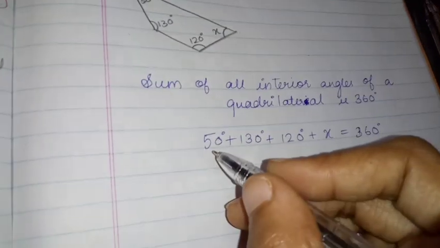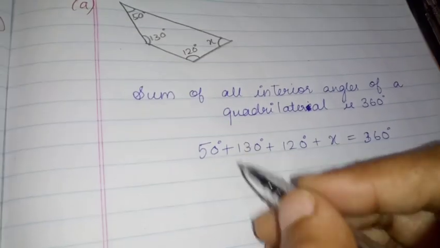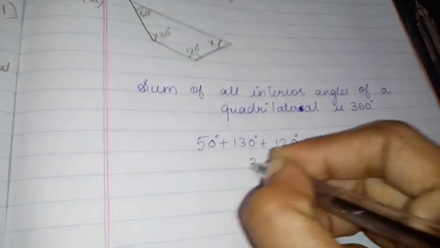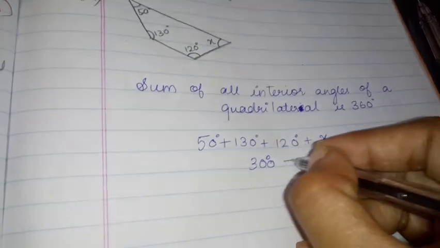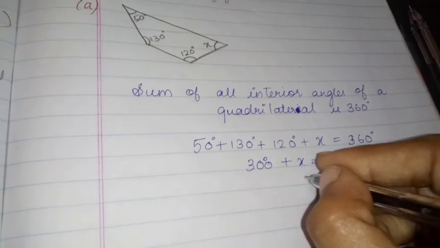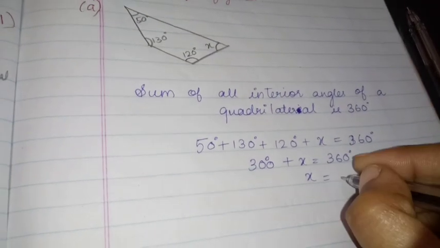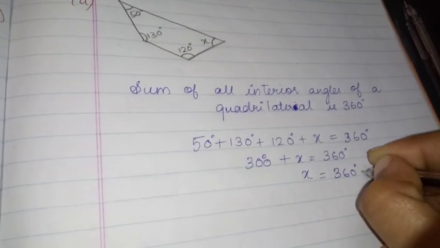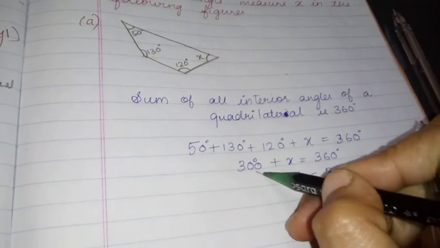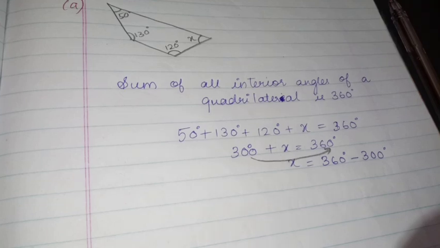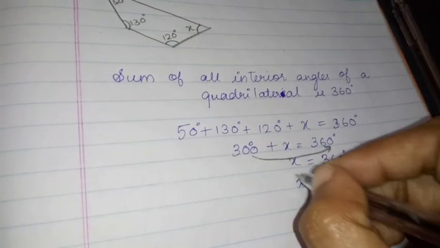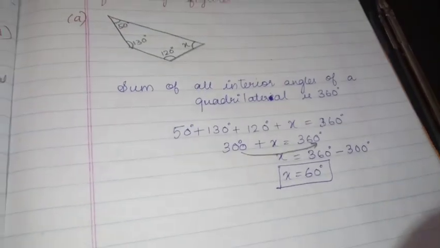130 plus 50, what is the value? 180. 180 plus 120, 300. Plus x is equal to 360 degree. Now we want to find the value of x. 360 degree minus 300 degree. Why? I am bringing this plus 300 toward that side, it becomes minus 300. So x is equal to 60 degree.